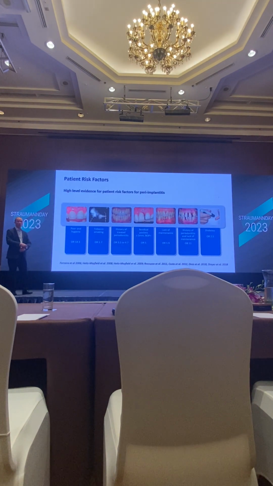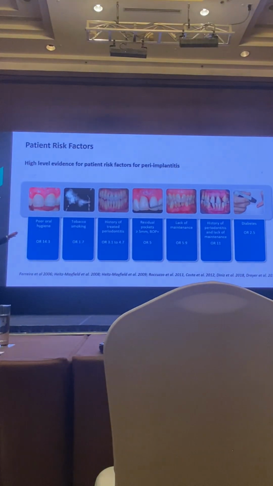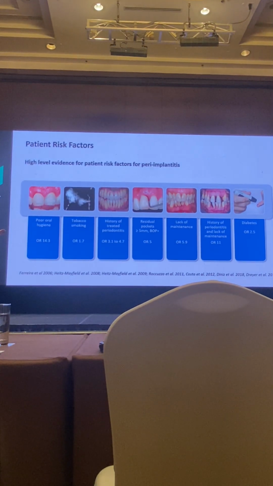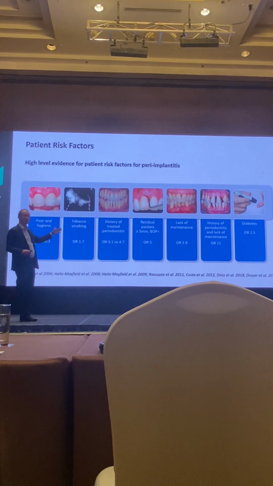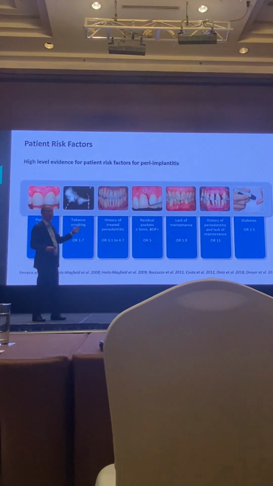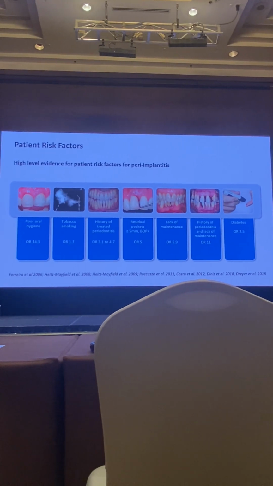So here is a summary of patient-related risk factors with the odds ratios for each of them. Poor oral hygiene, the highest, 14.3. So remember, it's 1,330% higher odds. Tobacco smoking, 1.7. History of treated periodontitis, treated, under control, you still have an odds ratio of about 3 to 4. Residual pockets, the odds ratio is 5. Lack of maintenance, almost 6. History of periodontitis and lack of maintenance shoots up to 11. And then the diabetic patient, 2.5.